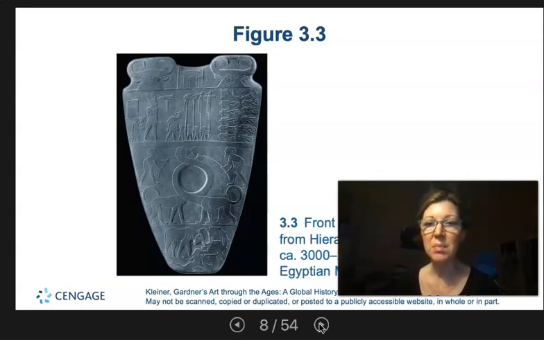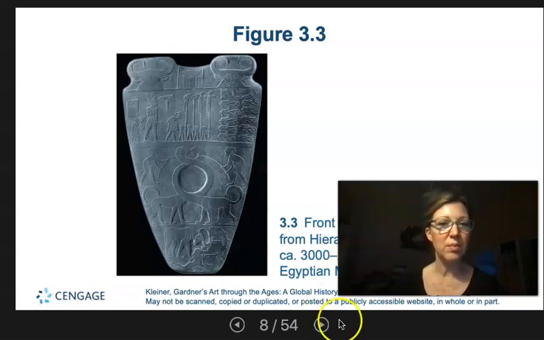The palette contains many of the conventions for representing the human figure until the end of the New Kingdom, and we'll learn more about that. The bull knocking down the fortress wall symbolizes the superhuman strength of the god king. Okay, so lots of things to remember on that one.